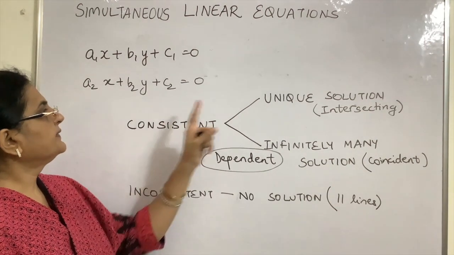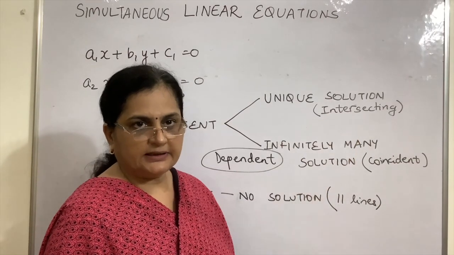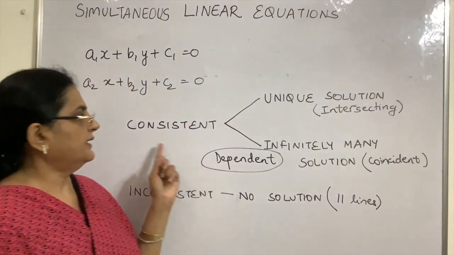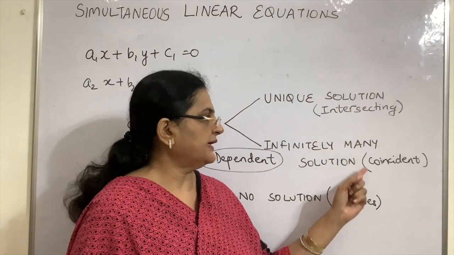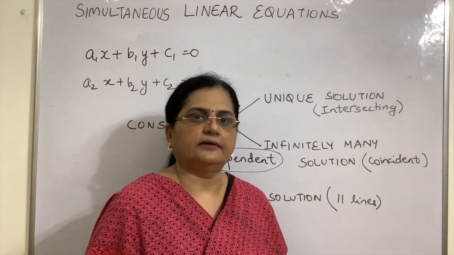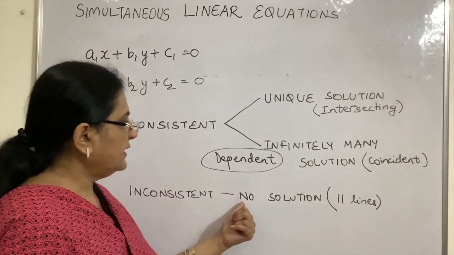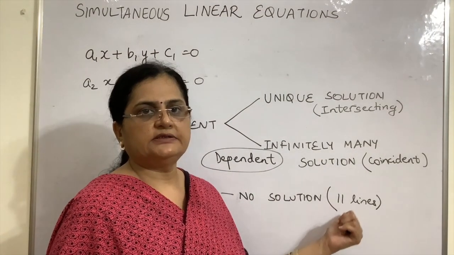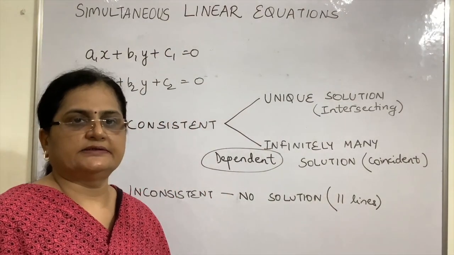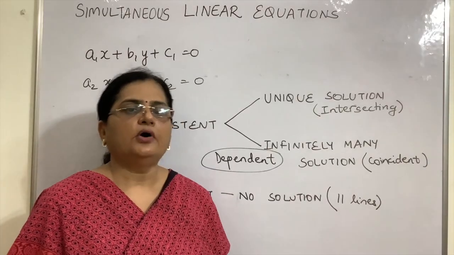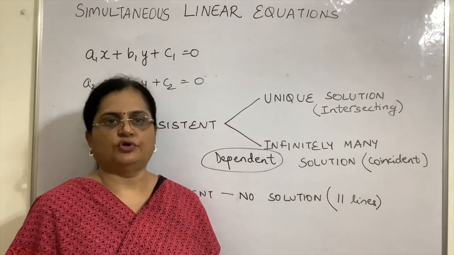I am repeating, if they have a unique solution, that means the lines are intersecting and they are known as consistent. If they have infinitely many solutions, that means the lines are coincident and they are said to be dependent also. And if they have no solution, means they are parallel lines and they are said to be an inconsistent set of equations or inconsistent pair of equations which will not be solvable.